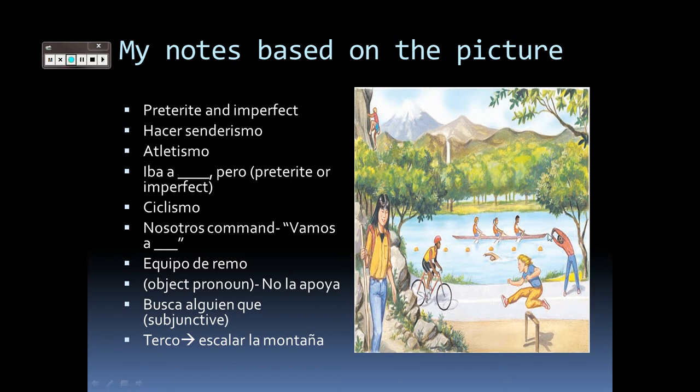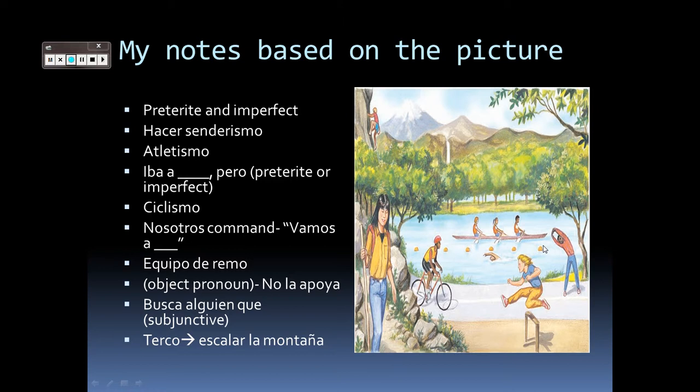So I'm just going to say this guy. I was going to run, but I hurt my leg maybe. I know I need ciclismo for this guy. I know I needed a nosotros command. Let's go do something. So I'm going to do vamos a over here, because that's an affirmative nosotros command. Equipo de remo is a rowing team, so I've got them handled.